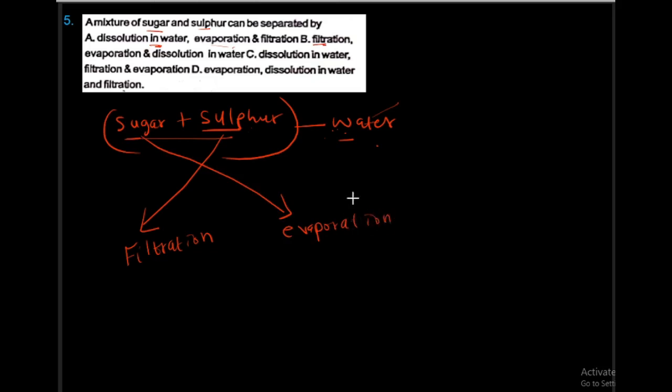So option C is the correct answer here. Option C: dissolution in water first, then filtration to take out sulfur, and then evaporation to dryness to take out sugar. So option C is the correct answer here.